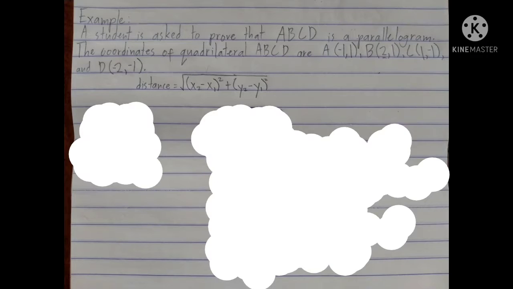Now let's try an example. A student is asked to prove that ABCD is a parallelogram. The coordinates of quadrilateral ABCD are A (-1, 1), B (2, 1), C (1, -1), and D (-2, -1).